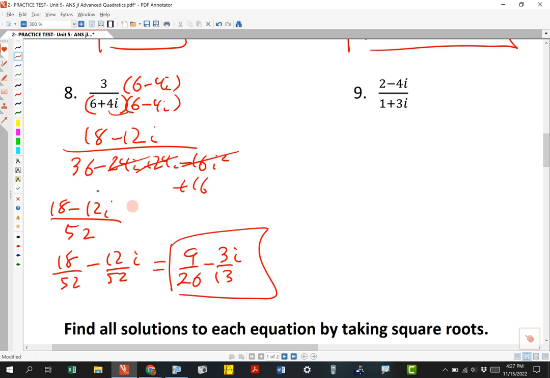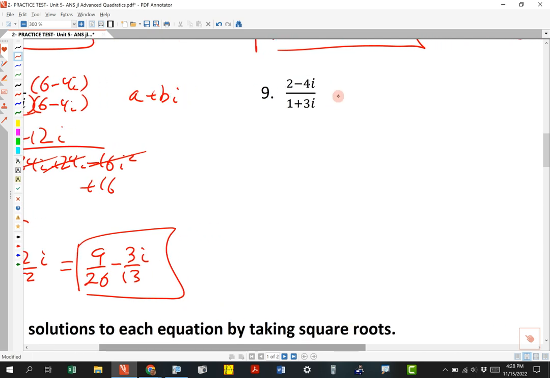Again, if you left it like this, it wouldn't be the end of the world, but it does usually ask us to write it in standard form, which is going to be a plus bi. So we probably ought to write it like that. Let's take a look at the next one.